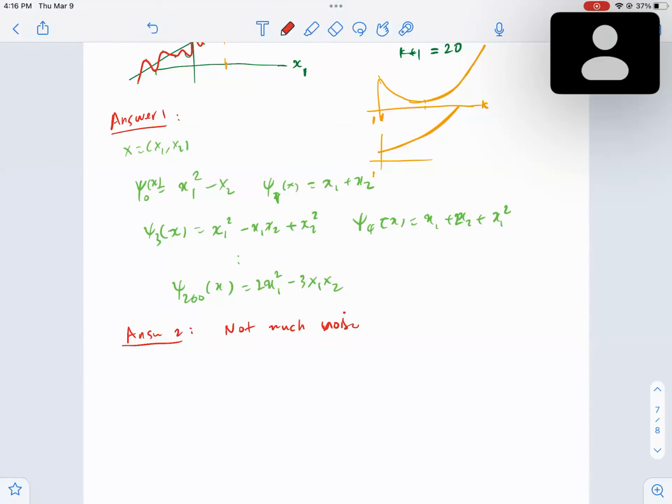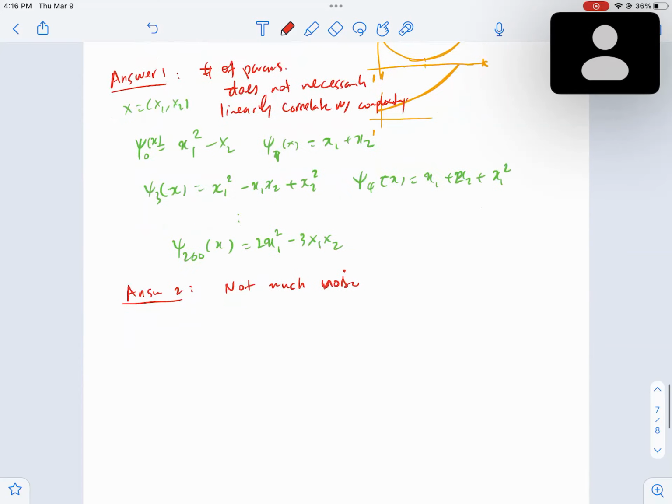So answer one is that the number of parameters does not necessarily linearly correlate with complexity. Not much noise here. Like in the case where there's not much noise, like zero noise.